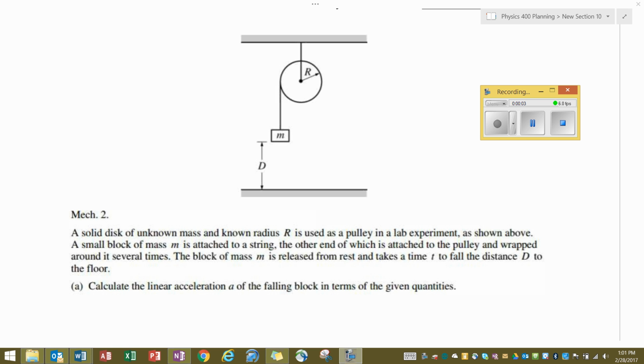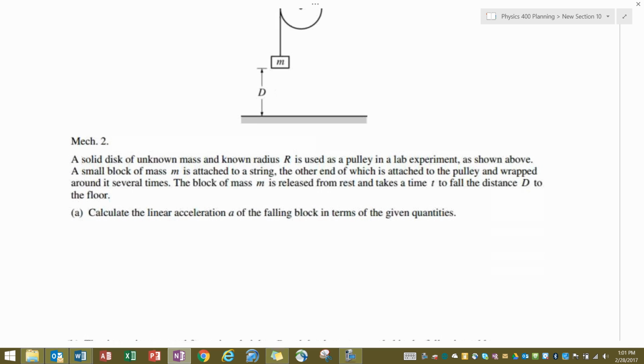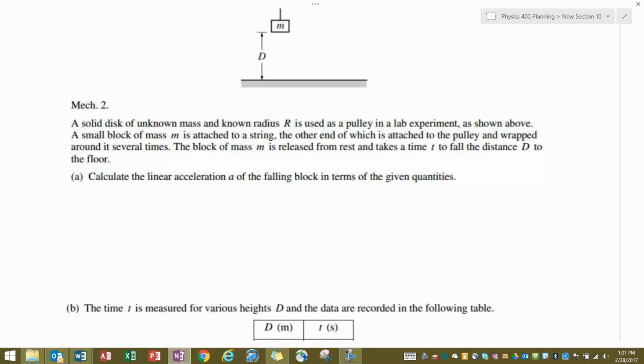Okay, so here is the first free response problem from the rotational dynamics test. Calculate the linear acceleration of the block. Okay, so this is a kinematic problem. We just know that the block is going to fall with constant acceleration.